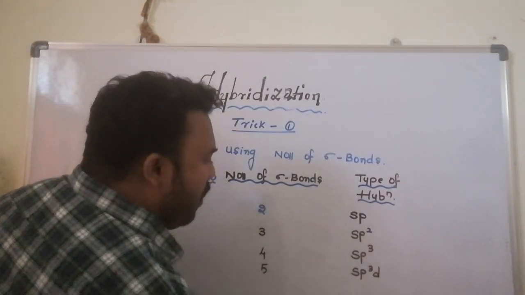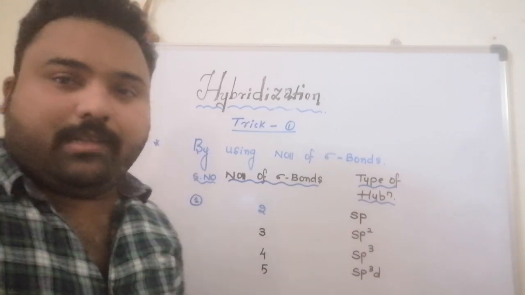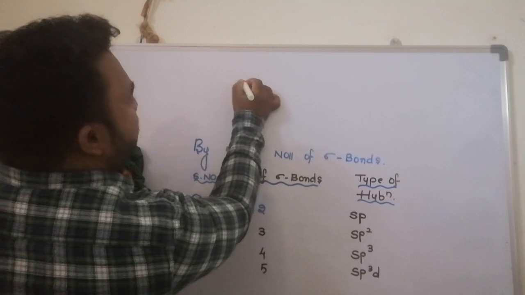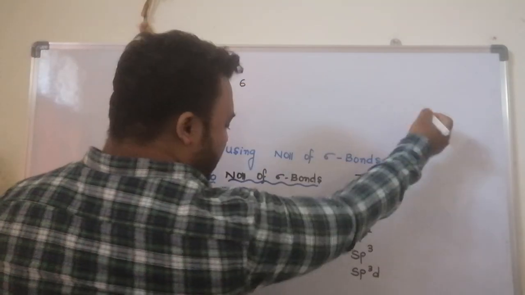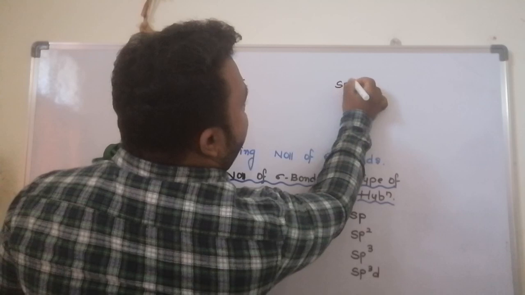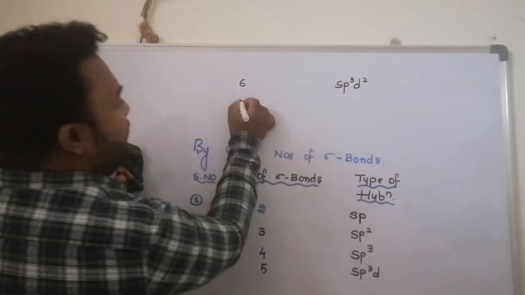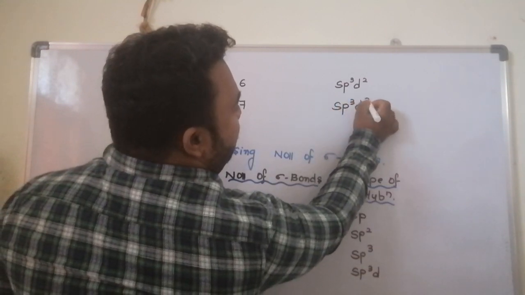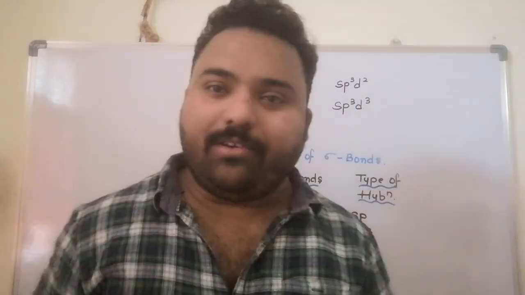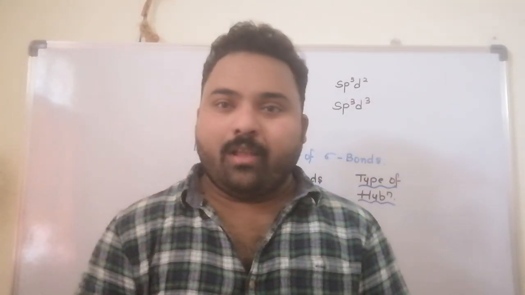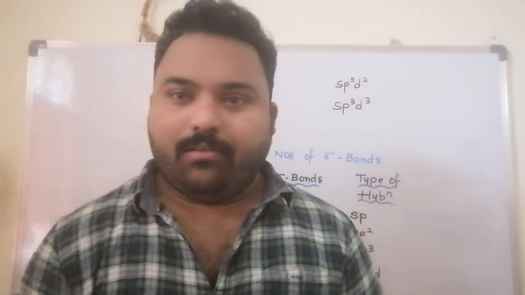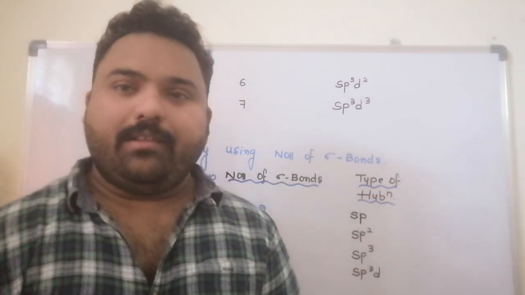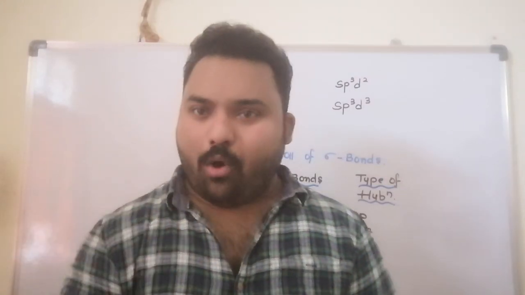If six sigma bonds are formed, then the hybridization is sp3d2 hybridization. If seven sigma bonds are formed, sp3d3 is the hybridization. So it is a very simple trick. Very easy trick to learn, calculate, or find out the hybridization of the central atom in a molecule.